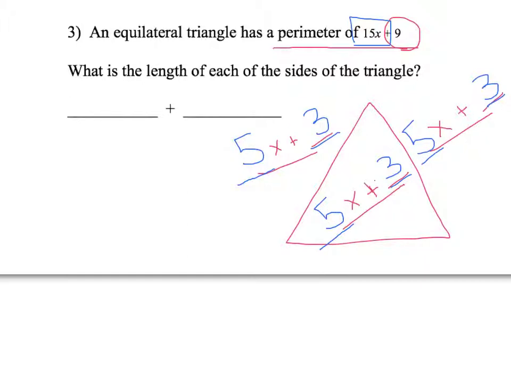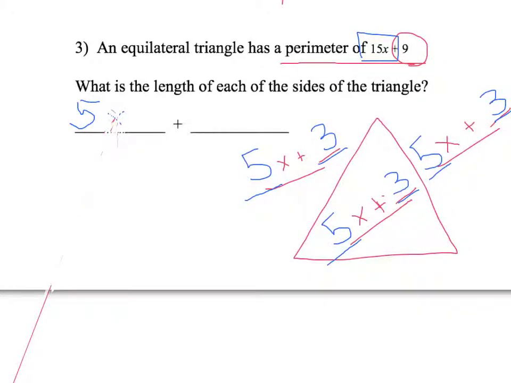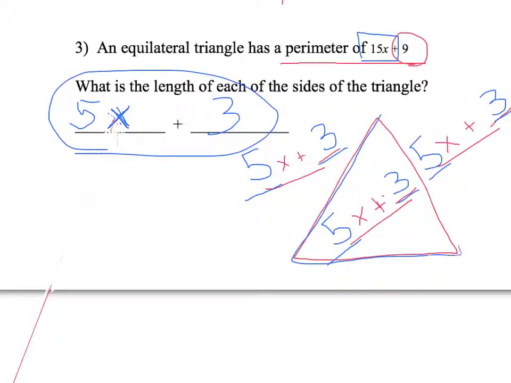So each side of the triangle, the expression that represents each side, is 5x plus 3. This represents each side length of the equilateral triangle. And I can find that because I'm given the perimeter.